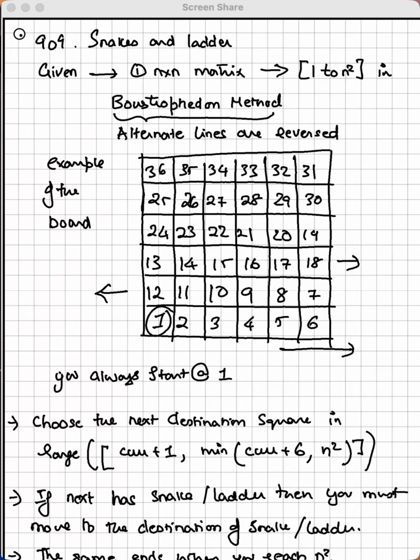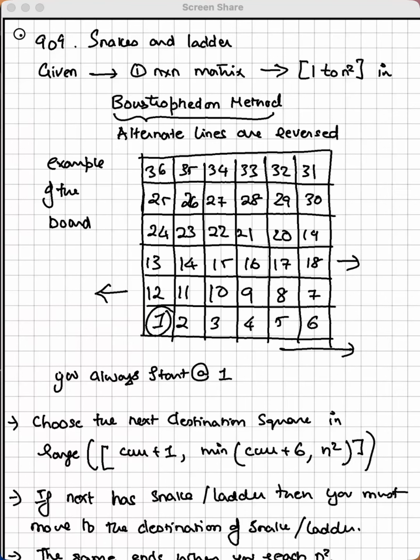Hello everyone. Today we're looking at problem number 909, which is Snakes and Ladders. In this problem, we are given an n by n matrix and the values range from 1 to n squared. The numbers are arranged in boustrophedon style, which means that the orientation alternates. So if in the first line, the bottommost row, you're going from left to right, then in the row above that, you're going from right to left, and it alternates like this.